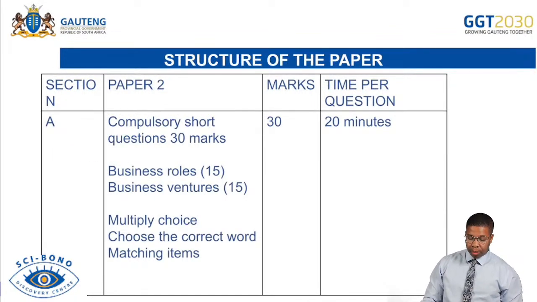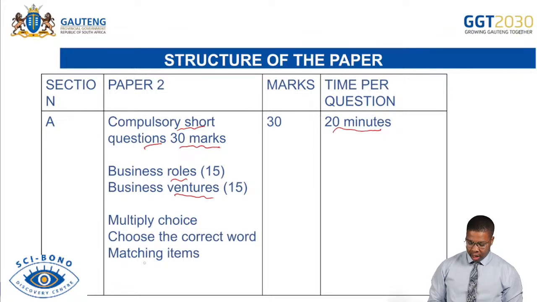Now, let's start by looking into the first part. This is the structure of the paper. We have 3 sections, and for now, I'm going to focus on section A. Section A has what we call compulsory short questions, which are allocated 30 marks, and you should complete your section A in 20 minutes. We have 2 main topics that are assessed there, which are your business roles and business venture.